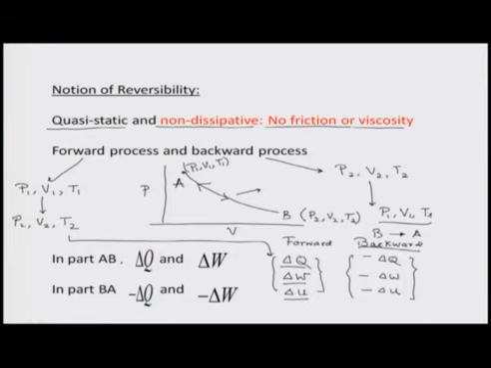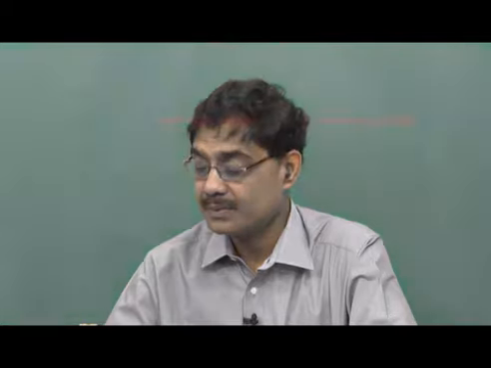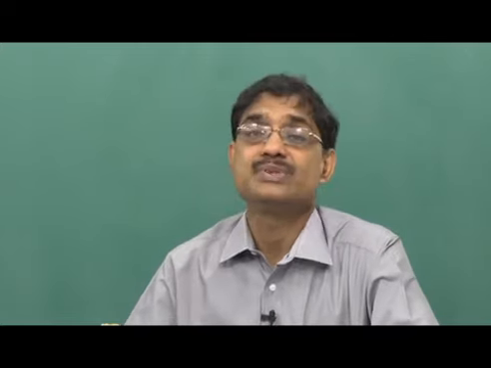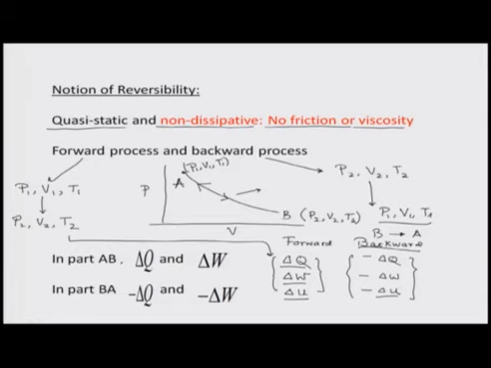If I absorb a heat delta Q in the forward process, I must release an amount of heat which is minus delta Q in the reverse process. Similarly for work, similarly for internal energy. If the net change in internal energy is positive, an amount delta U, in the reverse process it will decrease by the same amount delta U. This is what I mean by forward and backward process.